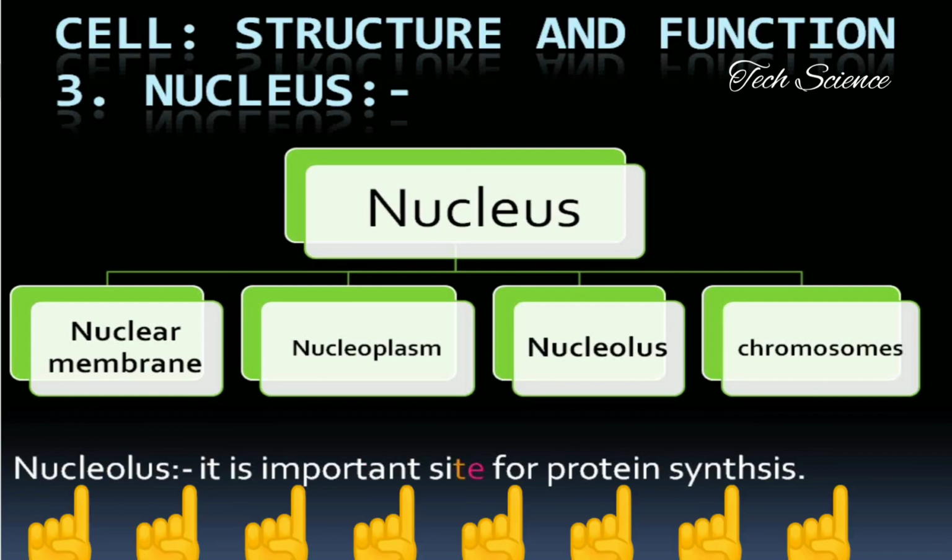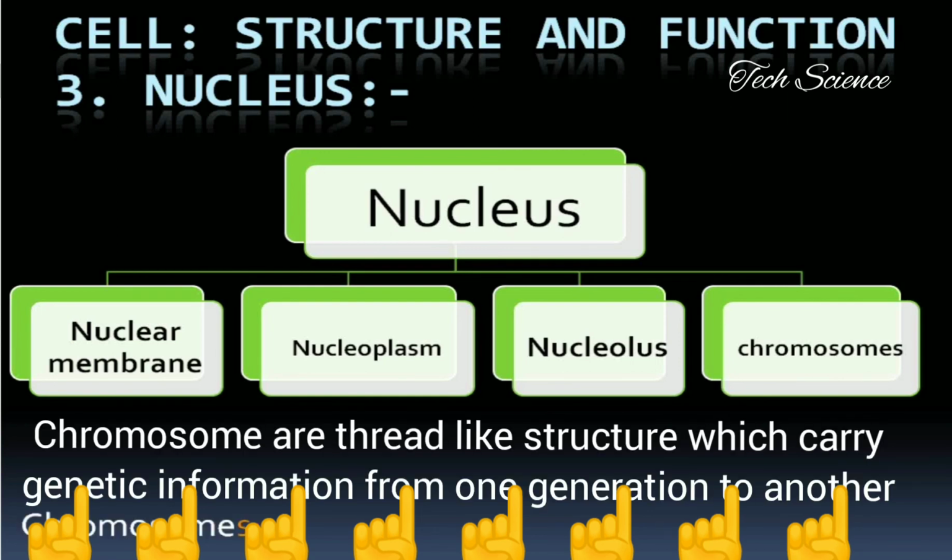And last is called the chromosome. As we know, chromosomes are thread-like structures, and generally they are used to carry genetic information from one generation to another generation. So these are the four parts of the nucleus. This is the part of the cell organelles that we discussed, the general structure of the generalized cell, along with its three parts: cell membrane, second cytoplasm, and last the nucleus. I hope you understood this video.